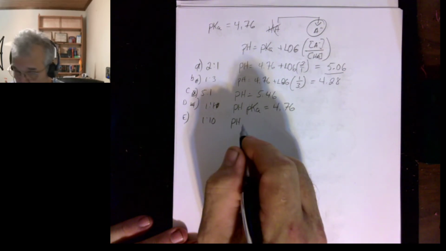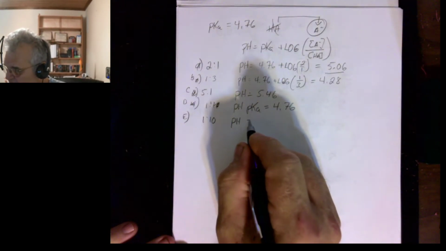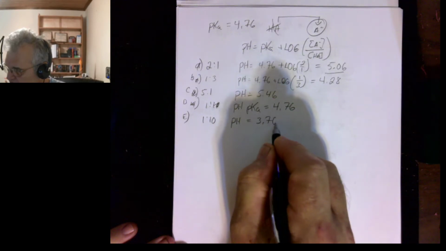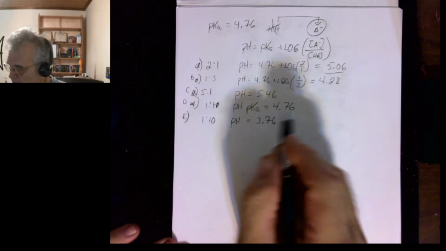How about 1-to-10? In this case, a lot more. An order of magnitude more acid than base. But remember, pH is a log scale. So if there's an order of magnitude more acid than base, what would we expect our pH to be? It's going to be 1 unit less, and our pH should be 3.76. And you can calculate it out using Henderson-Hasselbalch, and that's what you'll end up with. Okay?